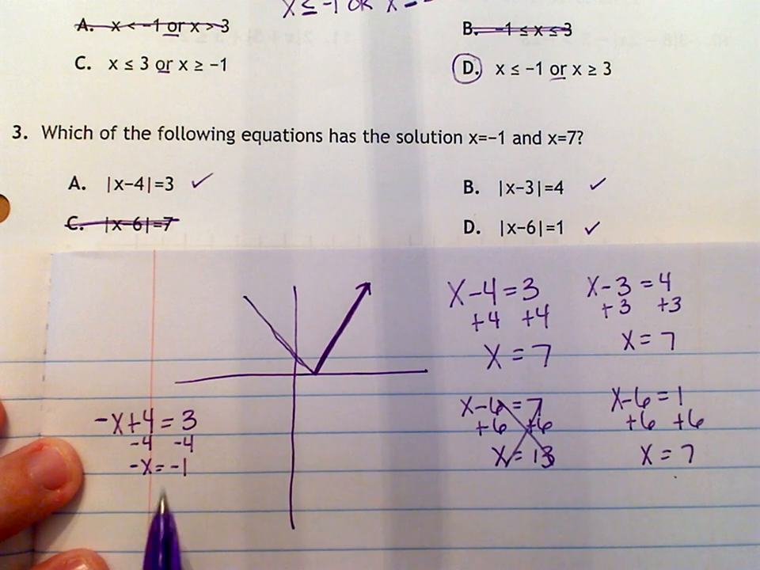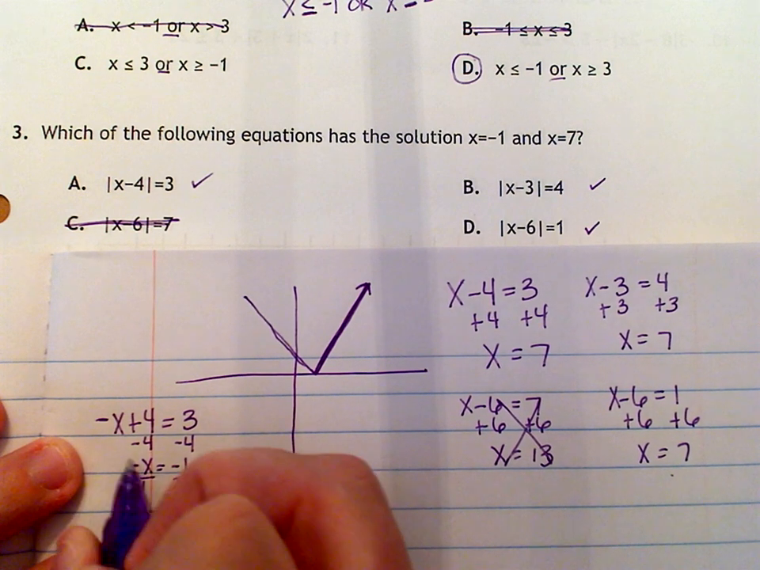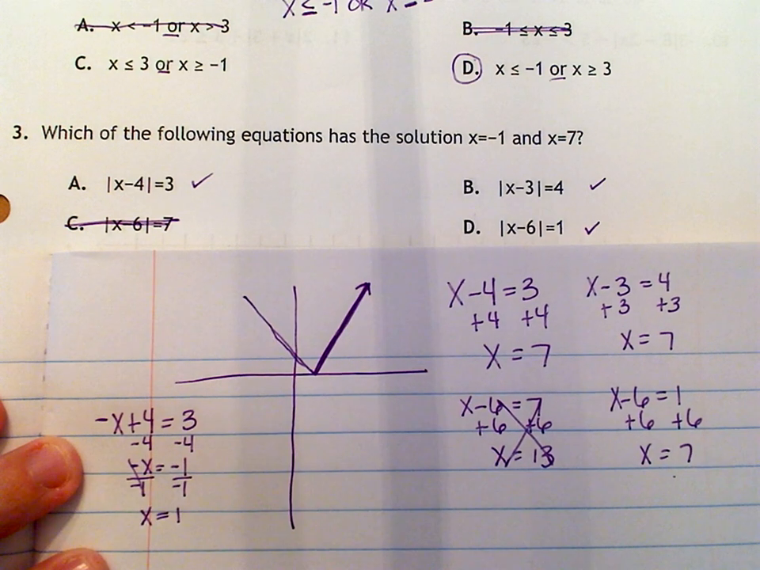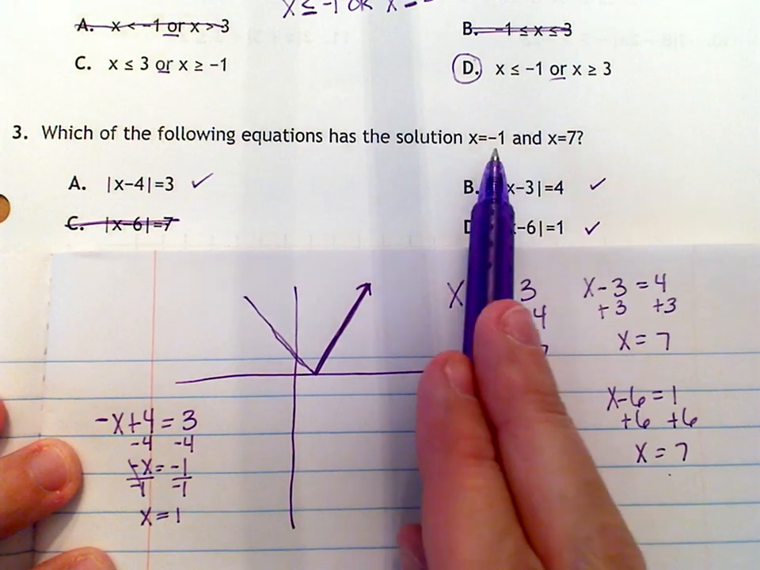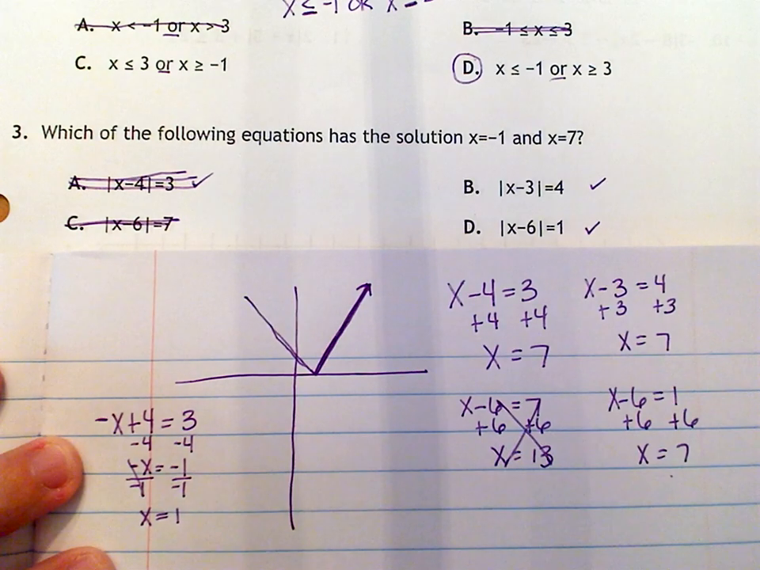Now some of you might go, oh, I got -1, but we're not done yet because we have to divide by that -1 in front of the x. So we actually get +1. Okay, and that's not what we have. We have -1. So we know it can't be that one. We'll rule that out.